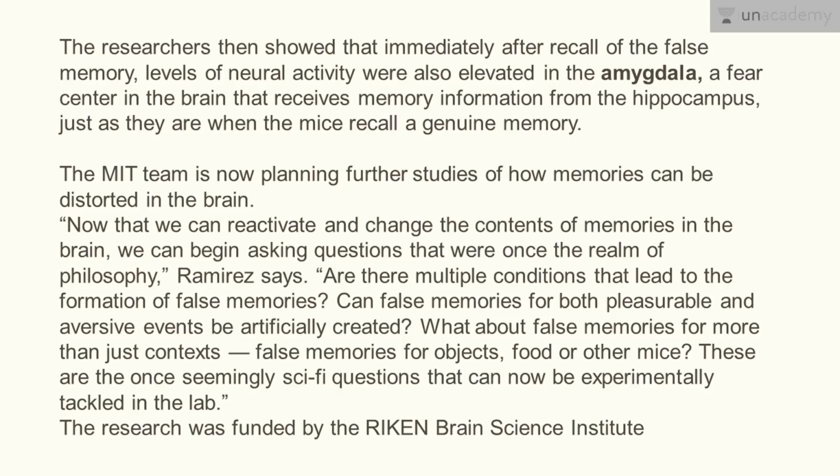Can false memories for both pleasurable and aversive events be artificially created? What about false memories for more than just contexts? False memories for objects, food, or other mice? These are the once seemingly sci-fi questions that can now be experimentally tackled in the lab. The research was funded by the Riken Brain Science Institute.